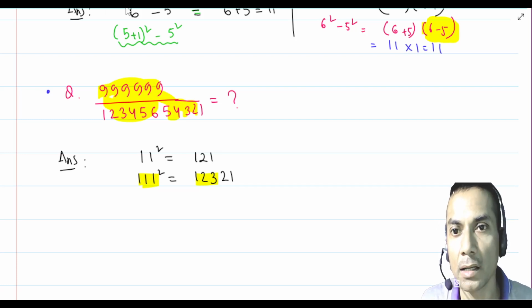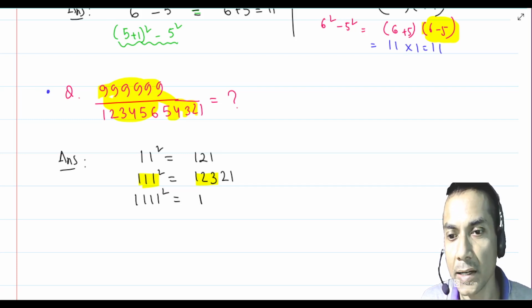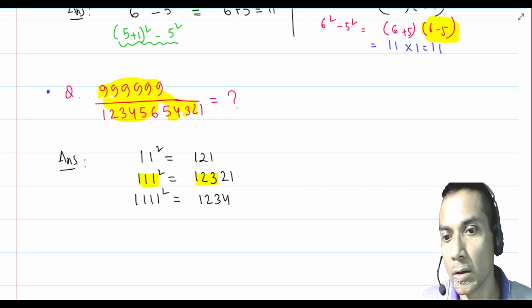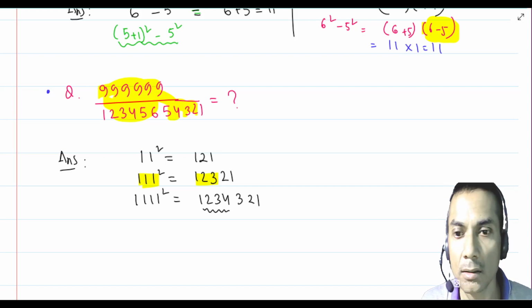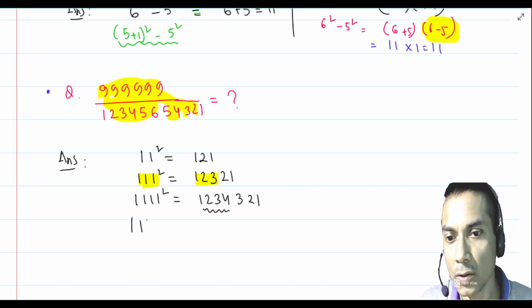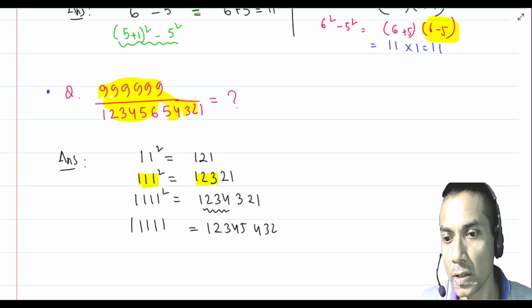Similarly, if I write 1111 square, then we get 1 2 3 4. Already I told you, first we write for each and every one. How many ones are there? 4. So we have to complete from 1 to 4, then 3 2 1. Clear? If it is 5 ones, 1 2 3 4 5, then you write 4 3 2 1.